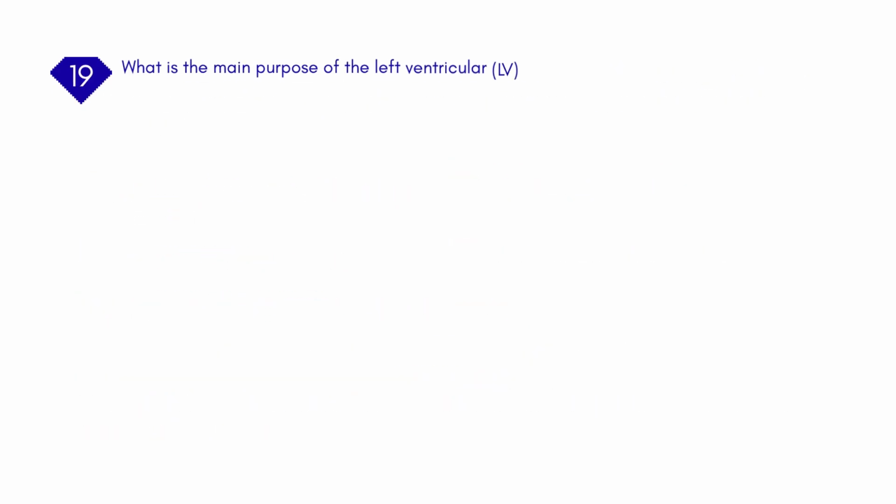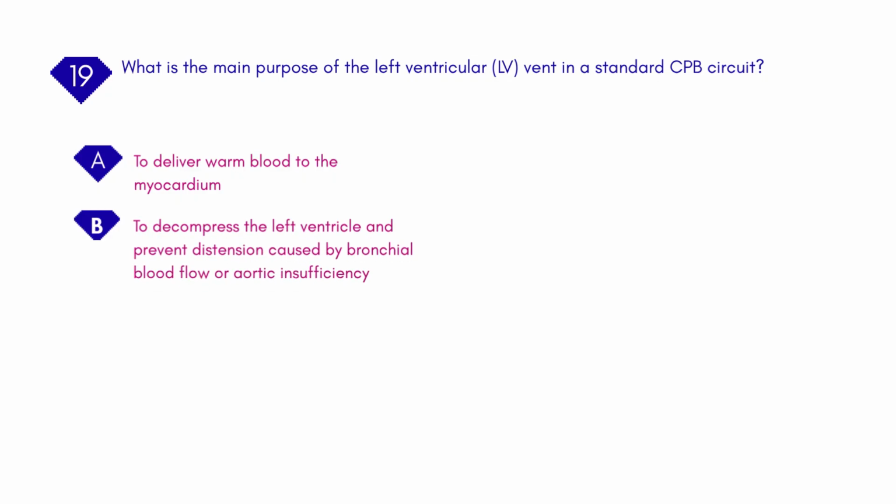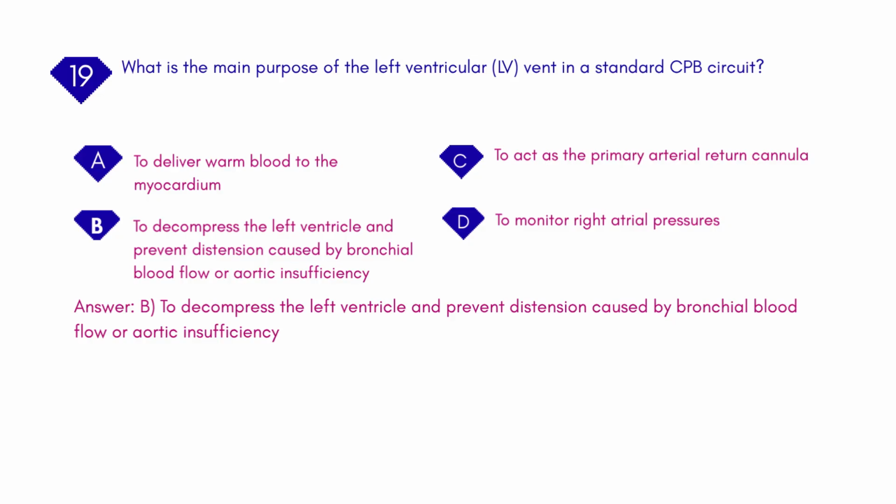What is the main purpose of the left ventricular (LV) vent in a standard CPB circuit? A. To deliver warm blood to the myocardium. B. To decompress the left ventricle and prevent distension caused by bronchial blood flow or aortic insufficiency. C. To act as the primary arterial return cannula. D. To monitor right atrial pressures. Answer: B. To decompress the left ventricle and prevent distension caused by bronchial blood flow or aortic insufficiency.